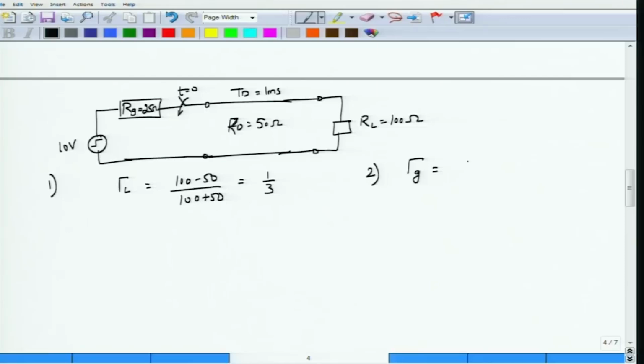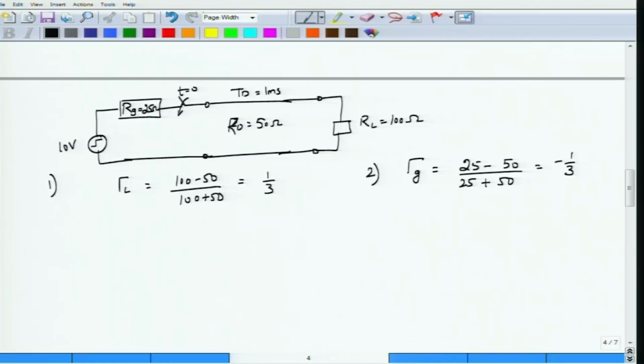Is that 0? Unfortunately no, gamma G is 25 minus 50 divided by 25 plus 50, which is minus 1 by 3. So what you see is that gamma L and gamma G are equal in magnitude, but they are not equal in sign. Also, gamma G is not 0, so there will be reflections, multiple reflections on the transmission line.